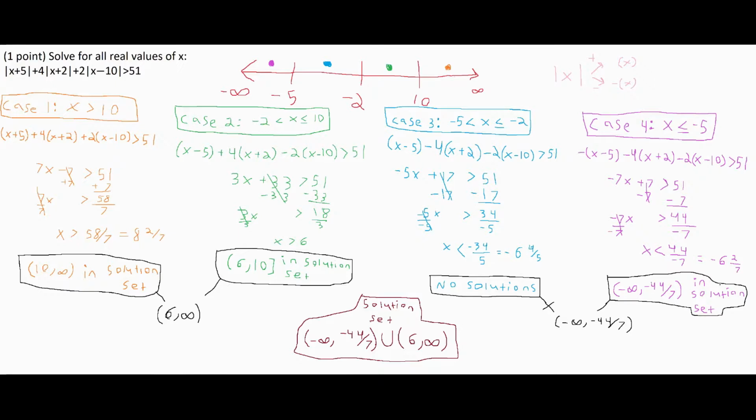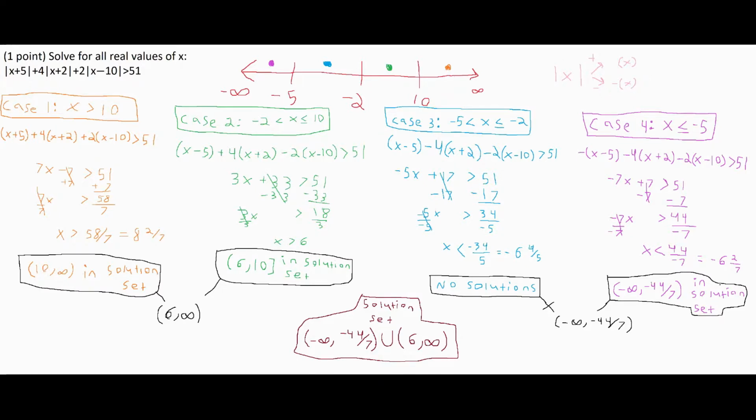So, the first thing I did for this problem is I drew a number line going from negative infinity to infinity, and this represents all the real values of x. Then I plotted 3 points corresponding to the absolute values when they're equal to 0. So when x equals 10, 10 minus 10 equals 0, negative 2 plus 2 is 0, and negative 5 plus 5 is 0. So with these 3 points, we can make 4 different intervals that we're each going to test to find all the real values of x.